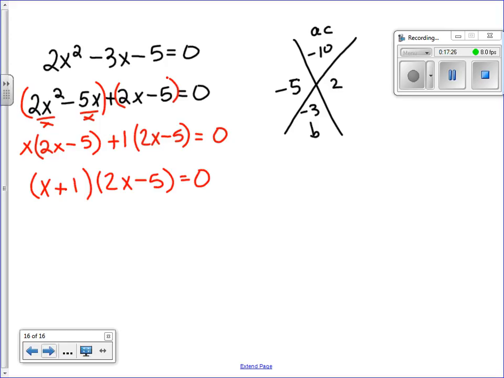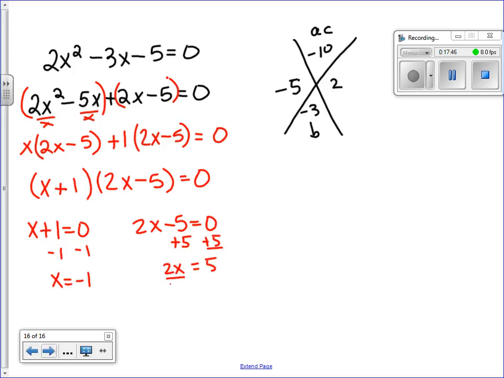Zero product property tells me that x plus 1 equals 0 and 2x minus 5 equals 0. x is negative 1. x is 5 halves, 2.5, whatever. Those are my two answers through factoring.